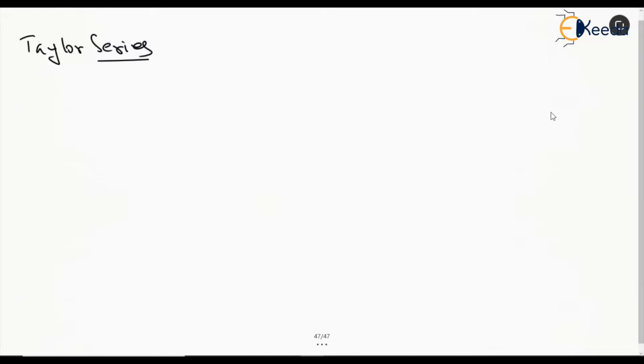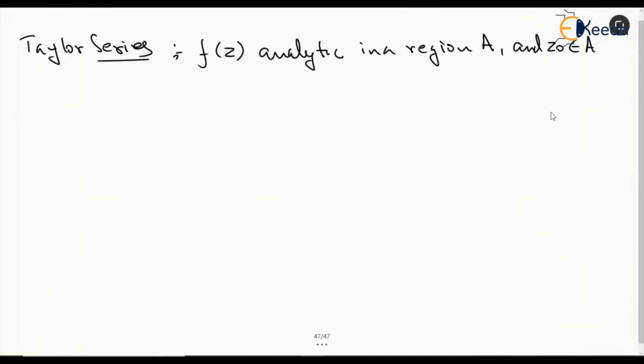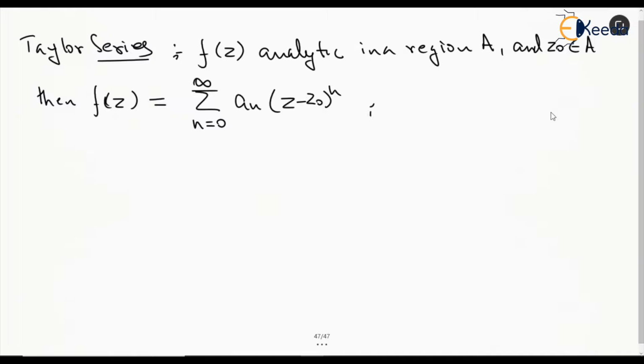Let's say we have a function f of z analytic in a region A, and this z naught belongs to A. Then f of z can be given as the sum from n equal to 0 to infinity of a n into (z minus z naught) to the power of n, where this a n is the nth derivative of f at z naught divided by n factorial.